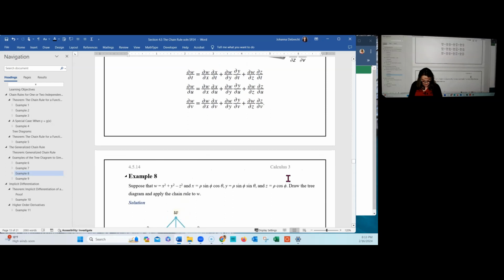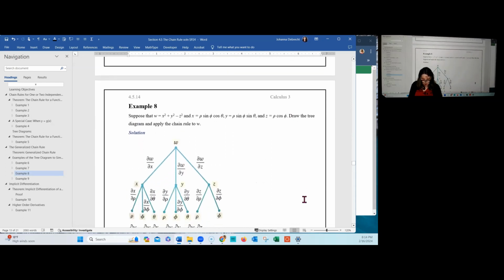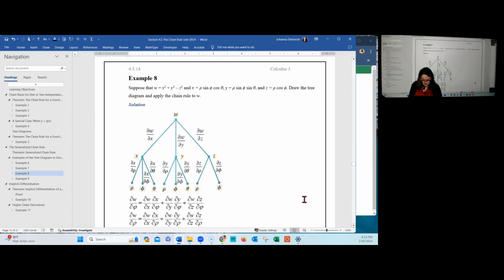In example 8, we want you to draw the tree diagram, or you can simply look at the picture since I've already got it here in the notes. Suppose that W is equal to X squared plus Y squared minus Z squared. X is equal to rho sine phi cosine theta. Y is equal to rho sine phi sine theta. And Z is equal to rho cosine phi.